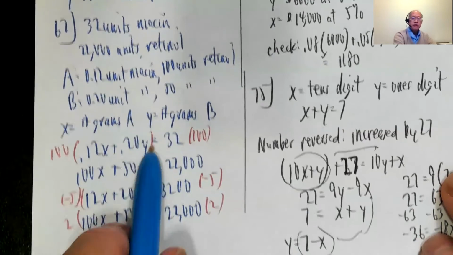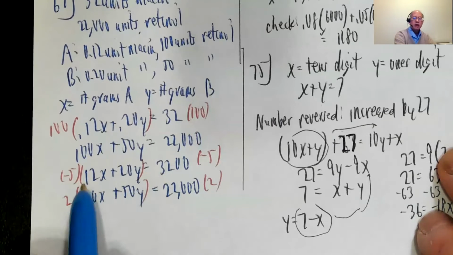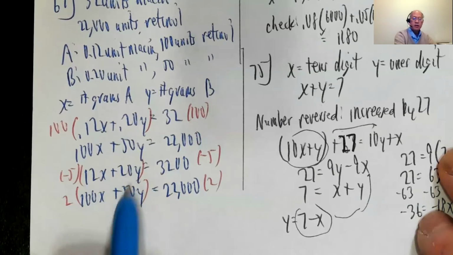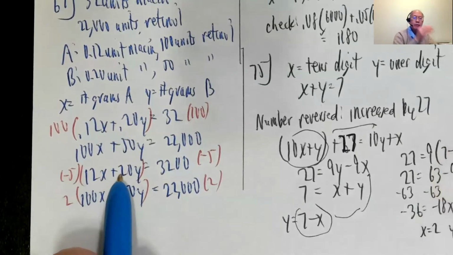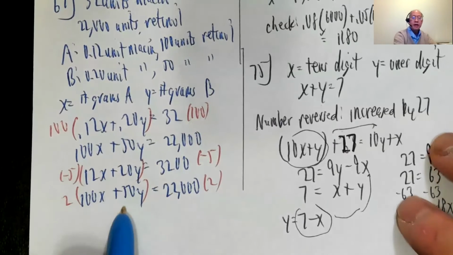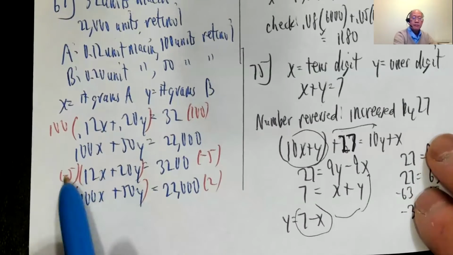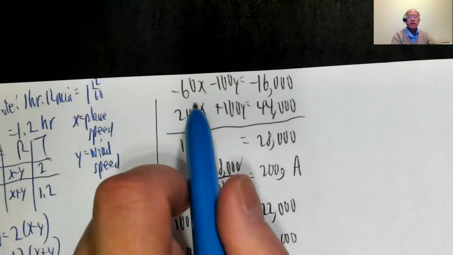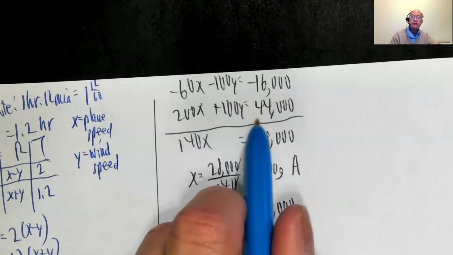Multiply this equation by 100 to get rid of decimals. 12x plus 20y equals 3,200. Okay, I decided to equate the y coefficients. So multiply this equation by -5 and this one by 2. That will make this become negative 100y, that's positive 100y. Then I'll add them up. Okay, so after you multiply the top equation by -5, and the second equation by 2, negative 60x minus 100y equals negative 16,000. 200x plus 100y is 44,000.